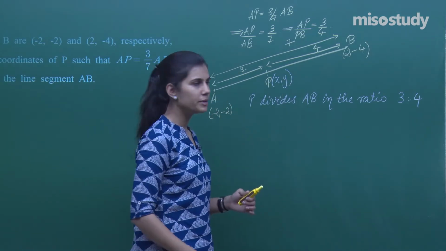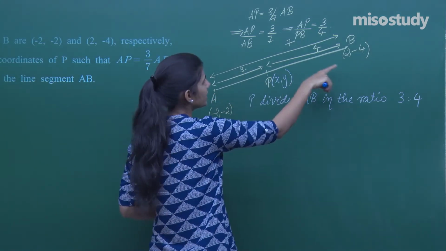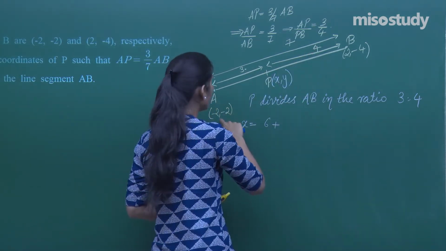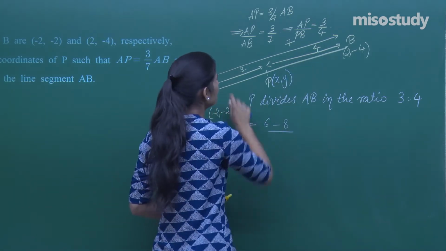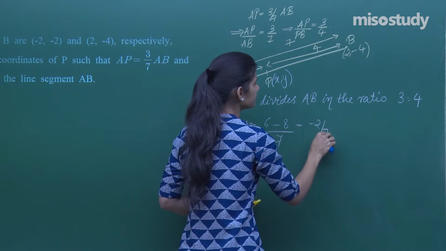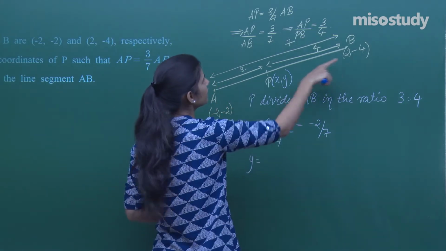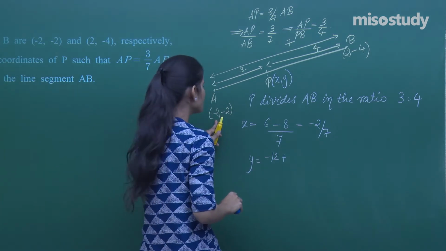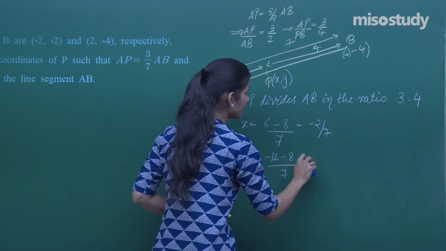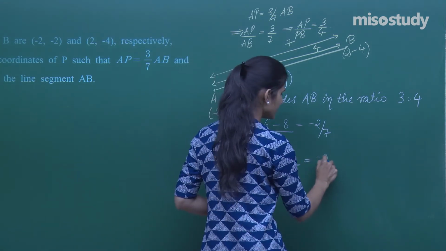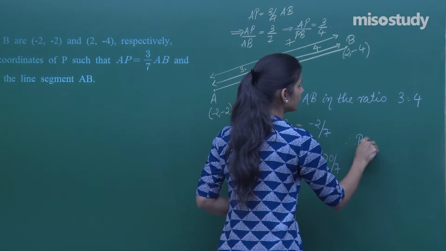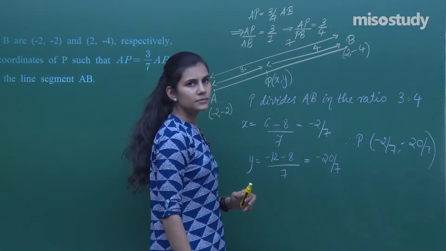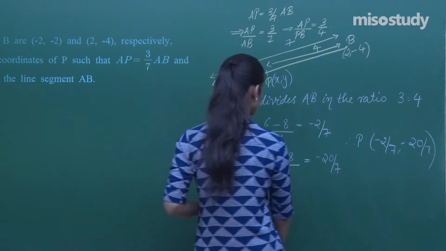Direct application of section formula. X coordinate will be equal to m1 x2 plus m2 x1 upon m1 plus m2. So 3 into 2 plus 4 into minus 2 upon 3 plus 4, which is 7. And y coordinate is equal to m1 y2 plus m2 y1. So minus 4 into 3 plus 4 into minus 2 upon m1 plus m2, minus 20 by 7. So P's coordinates are minus 2 by 7, minus 20 by 7. Is it clear?